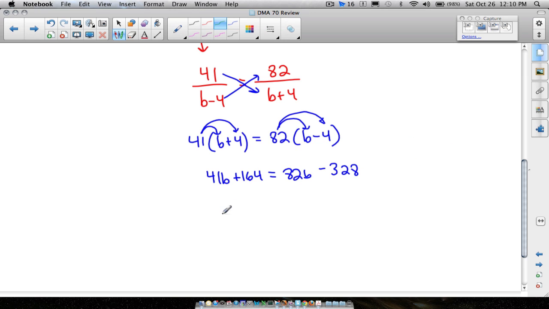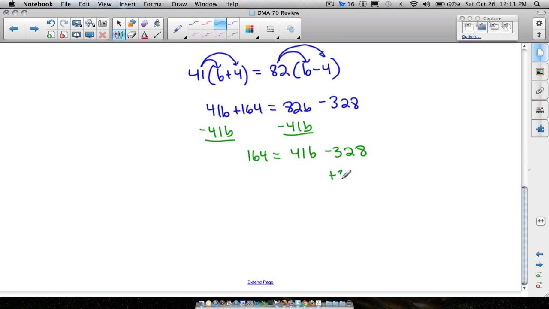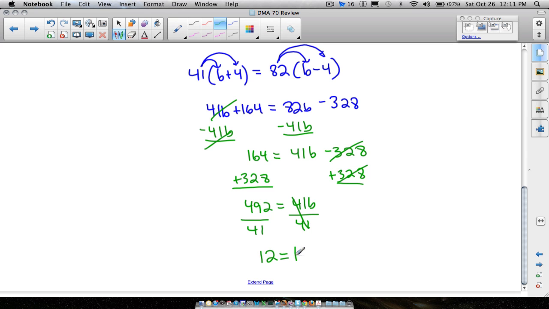I'm going to move the 41b over by subtracting, trying to get b by itself. So therefore we have 164 is equal to 41b minus 328. And now let's add the 328 to both sides. Still trying to get b by itself. So 328 and 164, that gives you 492 is equal to 41b. And again, I'm not showing all my canceling steps, but we're solving an equation here. So divide both sides by 41 to get b by itself. And if you take 492 divided by 41, we get 12 is equal to b.